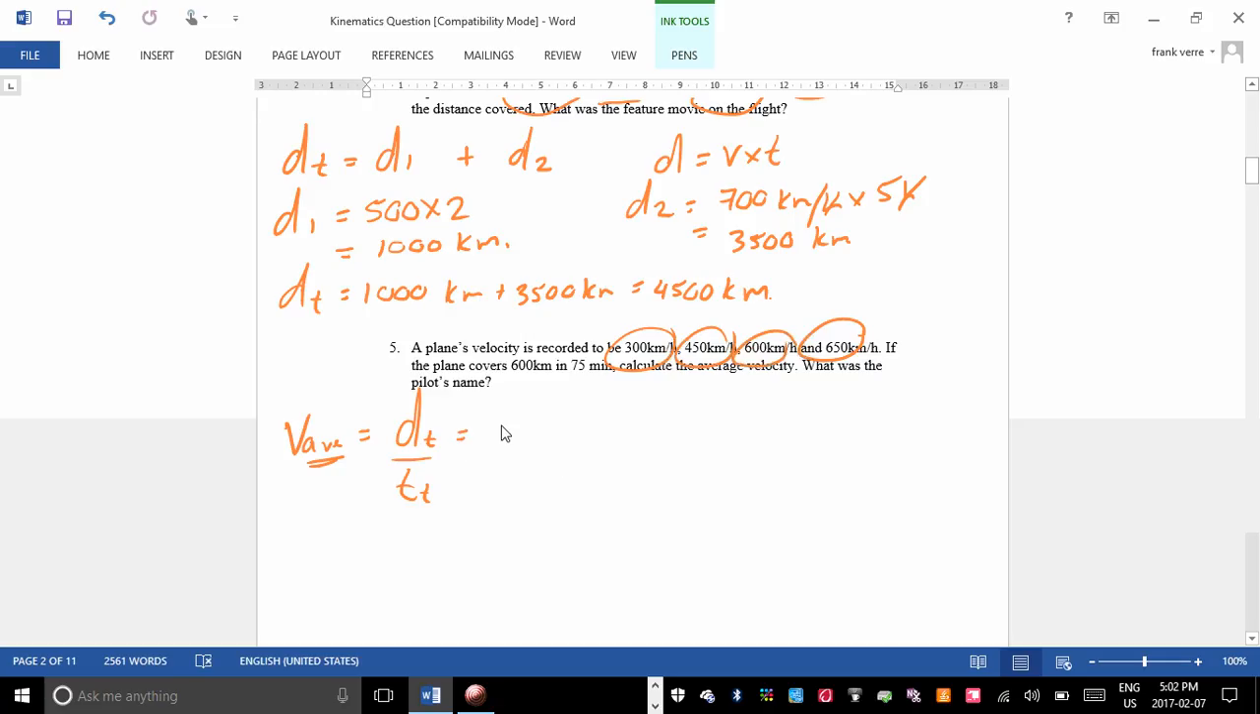So in this case, it would be the total distance of 600 kilometers over the total time of 75 minutes. Now, it's unusual probably to think of speed as kilometers per minute, although nothing wrong with that. But usually it's kilometers per hour. So 75 minutes would be the same as 1.25 hours.